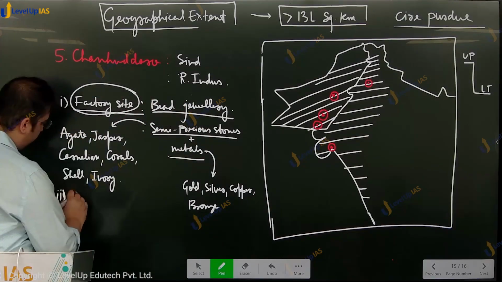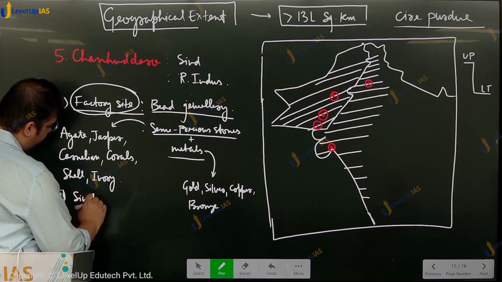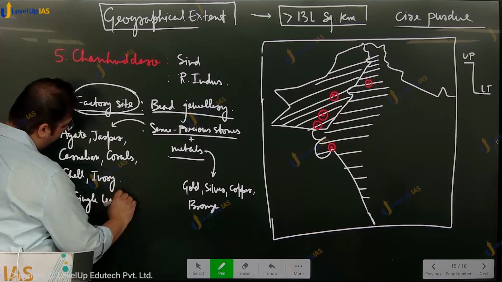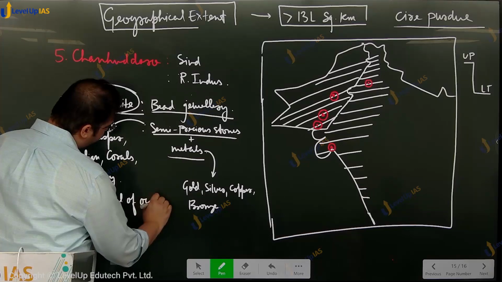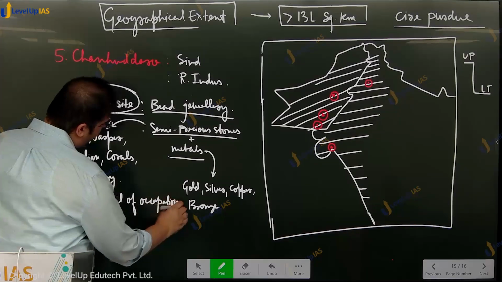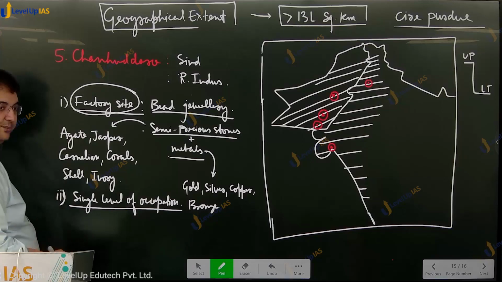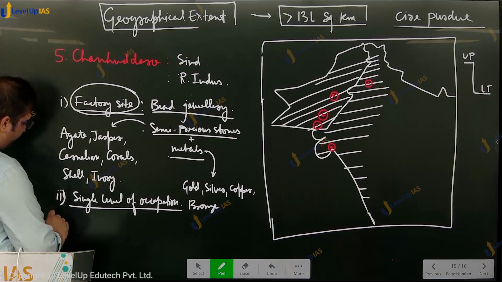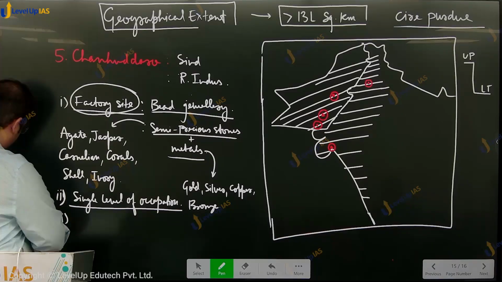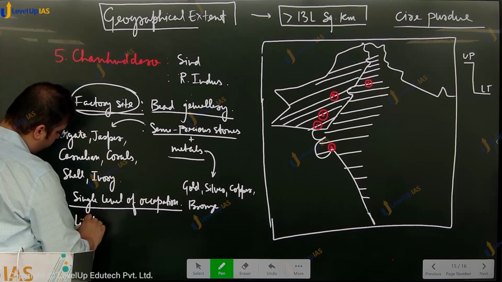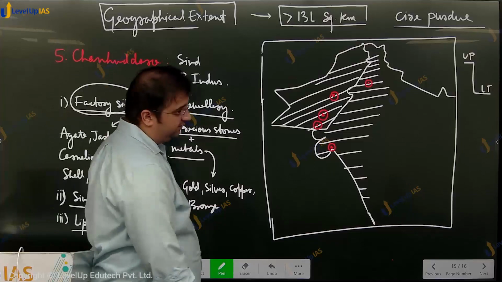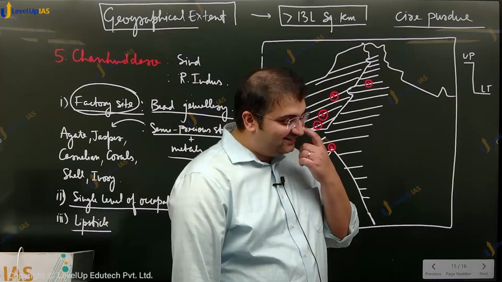That there is a single level of occupation rather than two separate levels of occupation. And finally, one interesting discovery from Chanhud-Daro is the use of लिपस्टिक. ठीक है? ये मिला कैसे है?